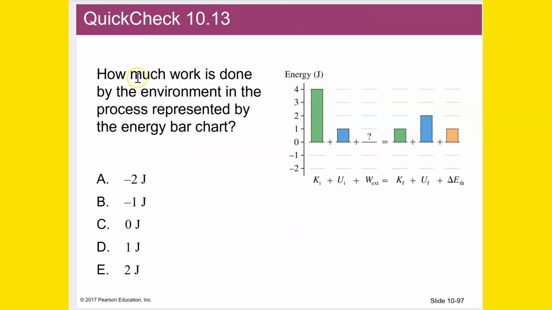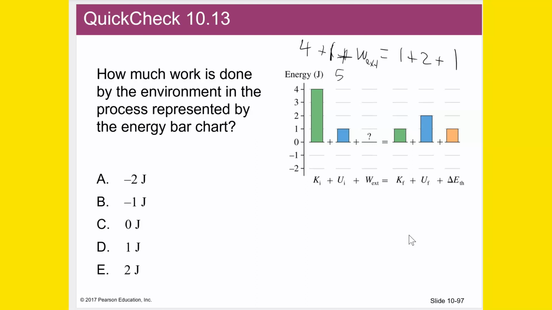How much work is done by the environment in the process represented by the energy bar chart? We just need to do an accounting problem with these bars. So here we have 4 plus 1 plus something equals 1 plus 2 plus 1.